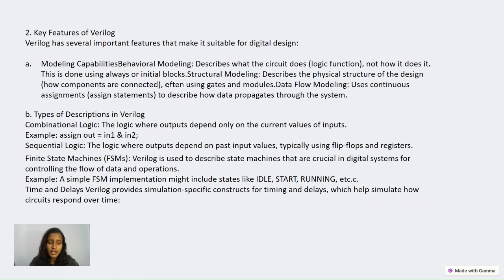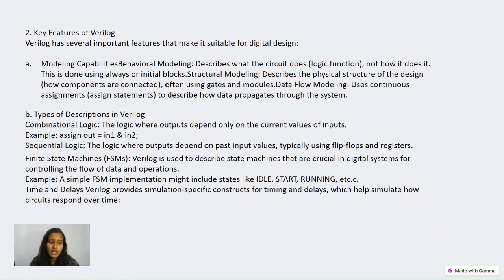Key features of Verilog. Verilog has several important features that make it suitable for digital design. Modeling capabilities. Behavioral modeling describes what the circuit does, not how it does it. This is done using always or initial blocks. Structural modeling describes the physical structure of the design, often using gates and modules. Data flow modeling uses continuous assignments to describe how data propagates through the system.